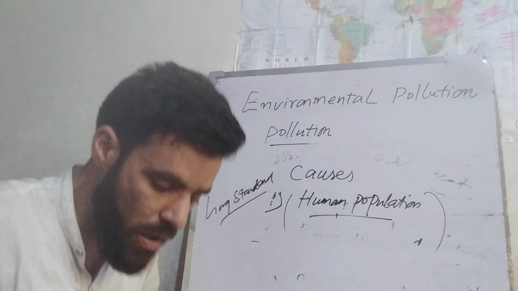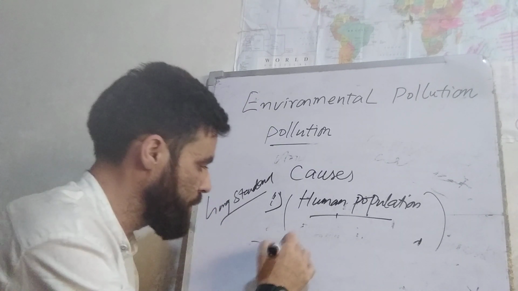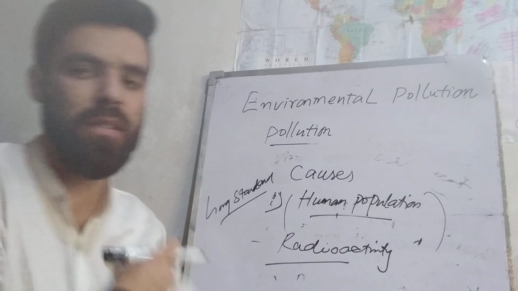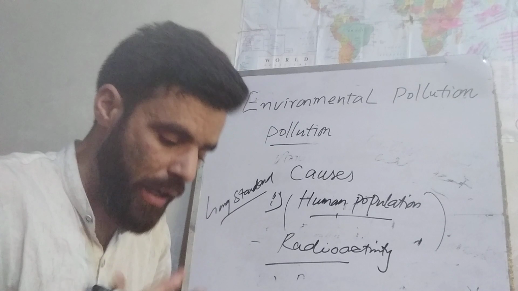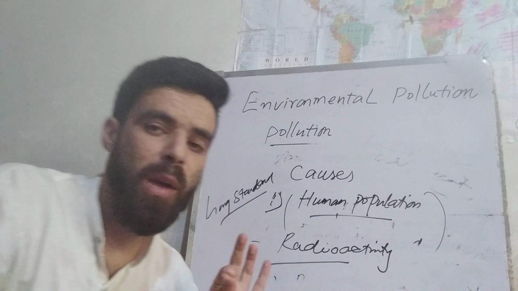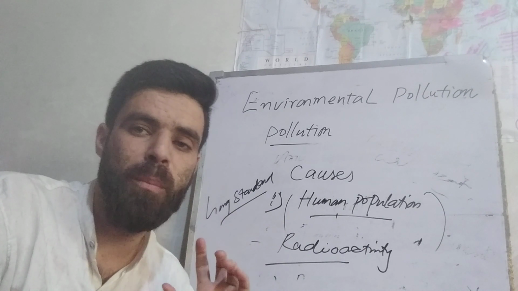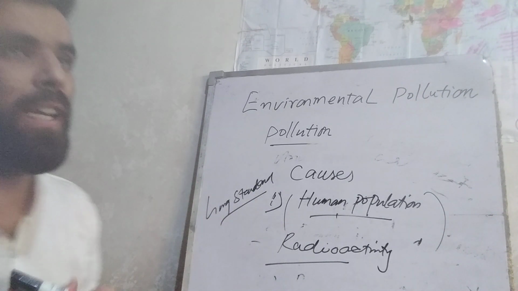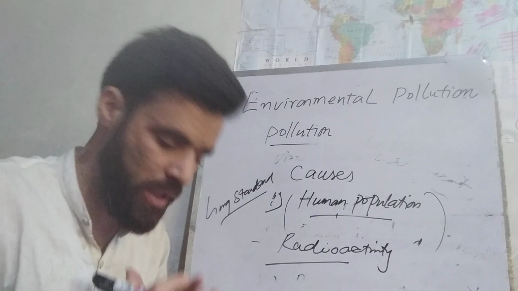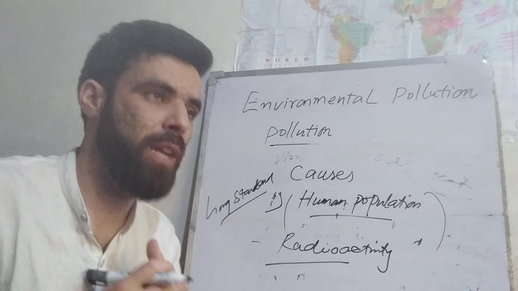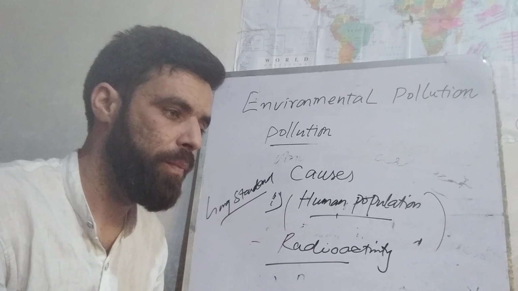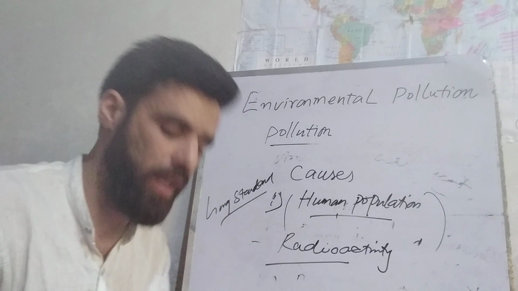Then there is another cause, that is radioactivity. Radioactivity has also posed a threat to the environment. Radioactivity nowadays is taking place. You know, there is a massive race for atomic weapons, a massive race you can see for technology. In that very thing we are using radioactive elements. Whenever radioactive elements come in contact with the environment, their effect doesn't stop there. It remains for decades. It's polluting the environment.